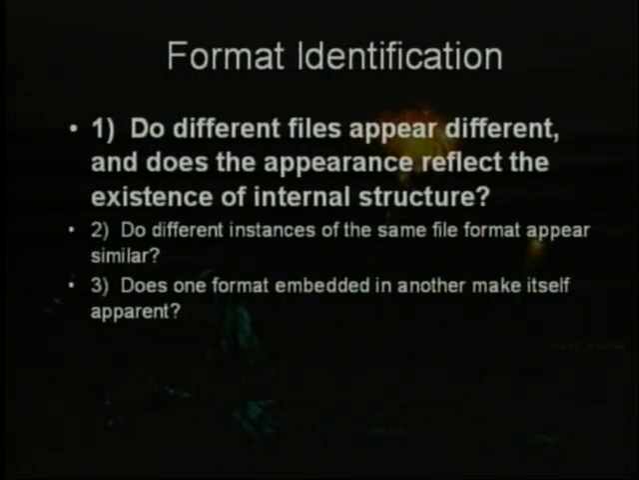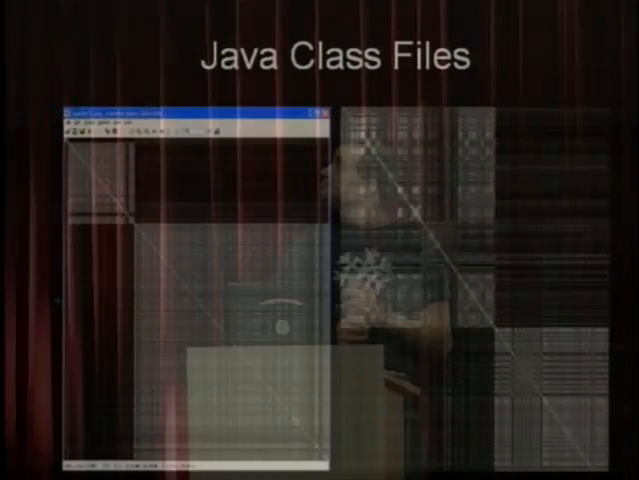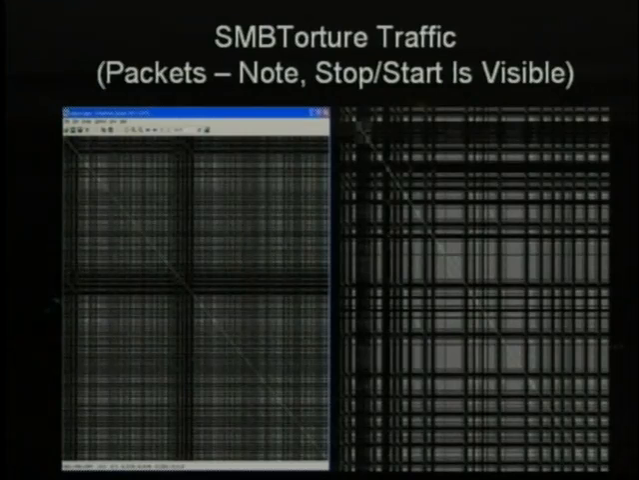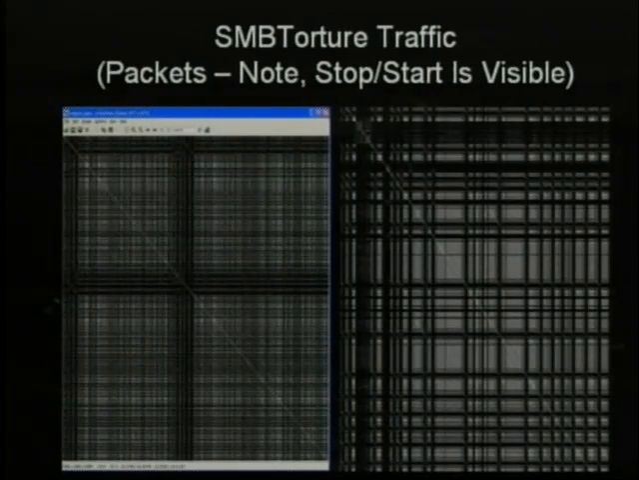Question 1, do different files actually appear different? And does the appearance reflect the existence of internal structure? If we just saw noise no matter what, this wouldn't be helpful. Well, here's a Java class file. Here's a .NET assembly. CNN's homepage. Packets. Note, we can actually see packet starting, packet starting, packet starting. We can actually see where one packet stops and another begins. Imagine how hard it would be to analyze a packet dump if you didn't know where they start and stop. Well, in files, you have that all the time.